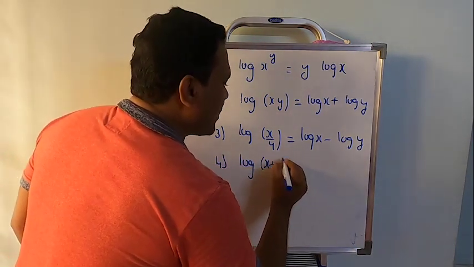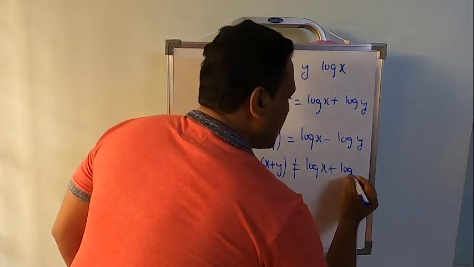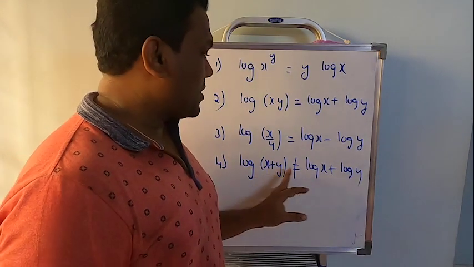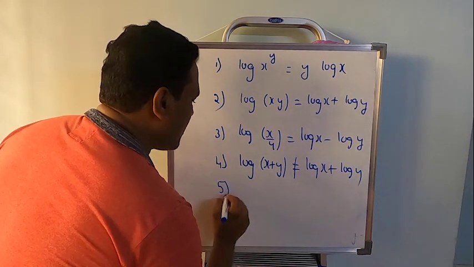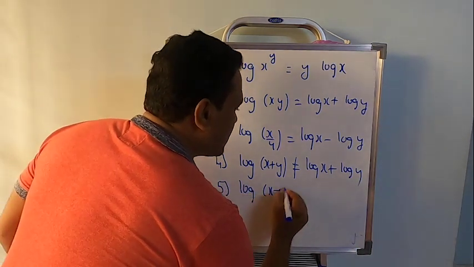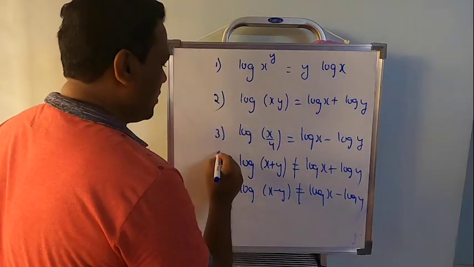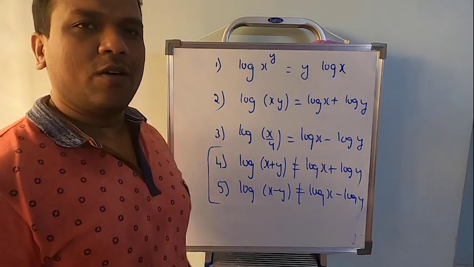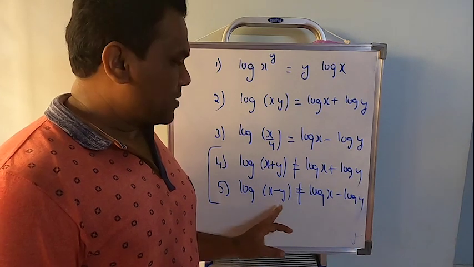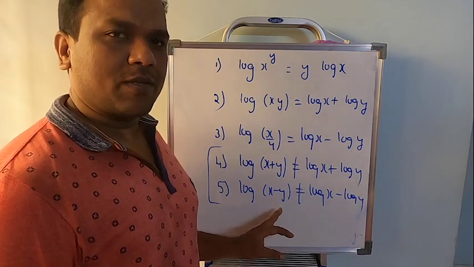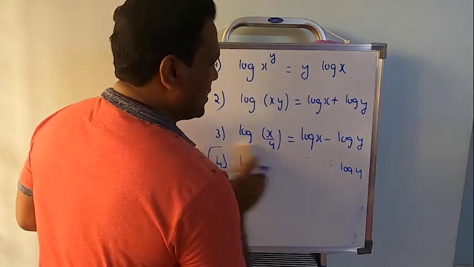And apart from this, the fourth one, I wanted you to make a note of this also. Log of x plus y cannot be written as log x plus log y. You cannot write log of x plus y as log x plus log y. That's not equal. Similarly, log of x minus y cannot be written as log x minus log y. These are the most important two. Students will go wrong in recognizing these two. I will let you know the applications of these two formulas when solving the problems. So we should remember these formulas when solving the next set of problems.